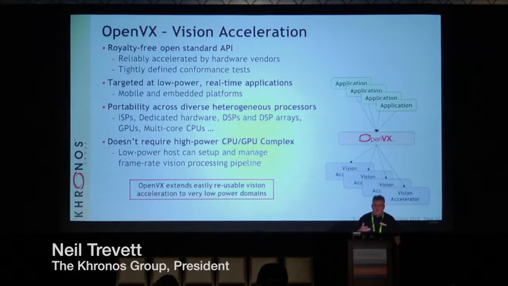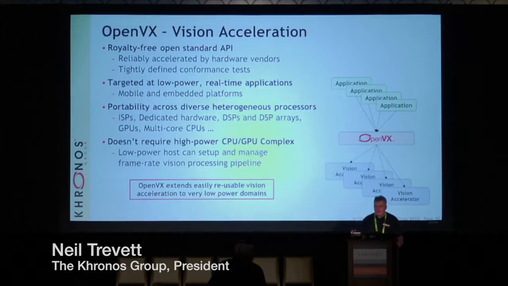OpenVX is a Khronos standard, so it's royalty free. It's available to anyone to use. It's targeted at mobile, real time, low power applications, this gap we have in the ecosystem. But it's portable across any system that you would want to run it on. You can tap into ISPs, image signal processors, dedicated hardware, DSPs, DSP arrays, GPUs, multi-core CPUs, anything that you have available in your system. And the interesting thing about OpenVX is that once you set up the processing graph, which we'll get to in a second, you don't need a particularly high performance CPU. You don't need multi-core CPUs sucking battery. The graph maintenance can be a very low power operation.